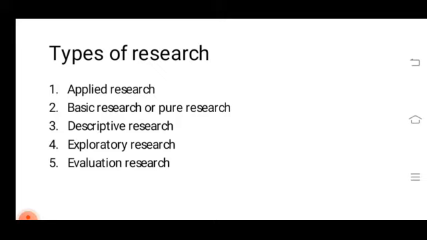The last type of research we have is evaluation research. Evaluation research, also known as program evaluation, refers to research where a researcher tries to make standards in order to compare the work according to standard and to take corrective actions in order to improve the problem.